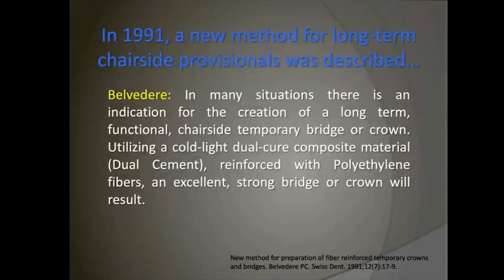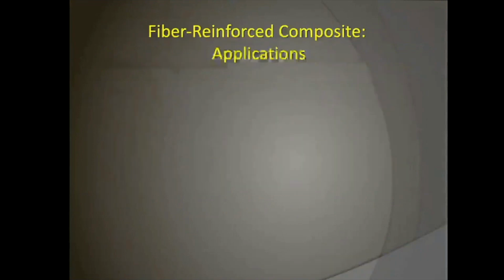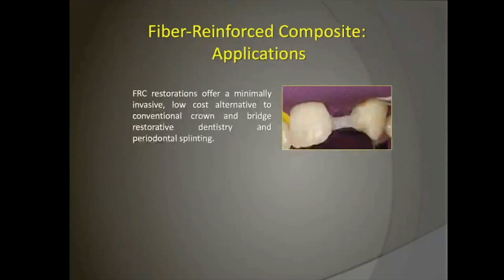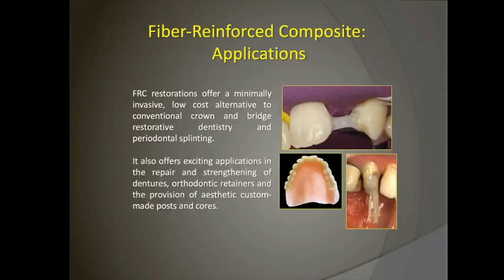In his case, he used dual cure cement reinforced with polyethylene fibers, with which an excellent strong bridge or crown will result. Fiber reinforced composite restorations offer a minimally invasive, low-cost alternative to conventional crown and bridge restorative dentistry and periodontal splinting. It offers exciting applications in the repair and strengthening of dentures, ortho retainers, and the provision of aesthetic custom-made posts and cores.